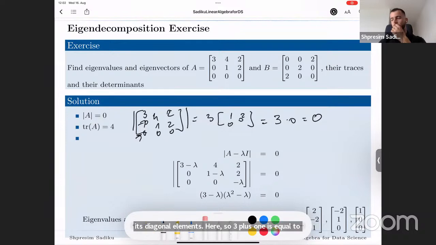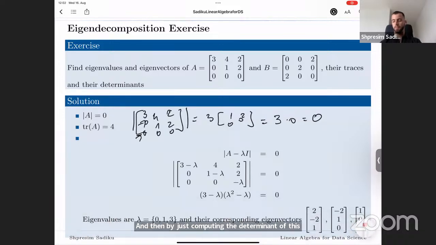That's the trace. And to find the eigenvalues and eigenvectors of matrix A, we will first start by writing down the characteristic polynomial of the matrix A. So we have the determinant of A minus lambda times the identity matrix I. We subtract lambdas from the diagonal elements. So we have 3 minus lambda, 1 minus lambda, and minus lambda equals 0. And then by just computing the determinant of this matrix, we would have 3 minus lambda times lambda squared minus lambda equals 0. So it is easy to see that its eigenvalues are 0, 1, 3, and the corresponding eigenvectors are these ones.